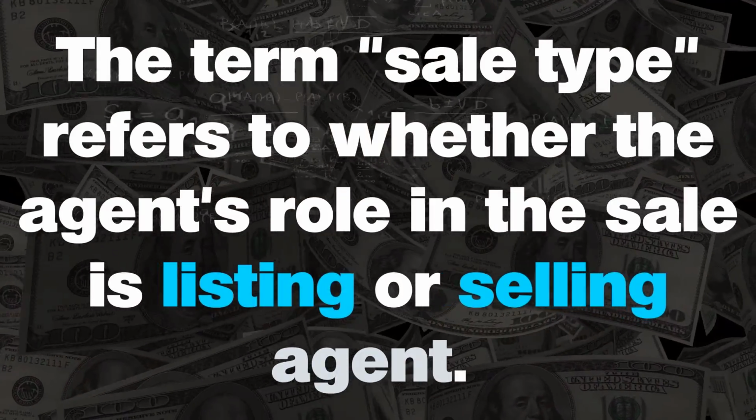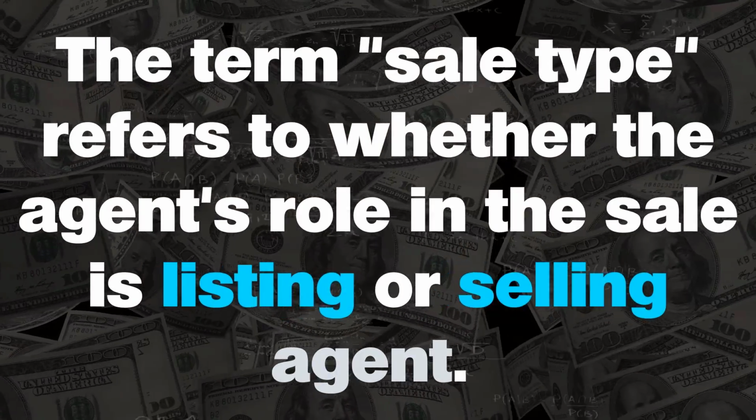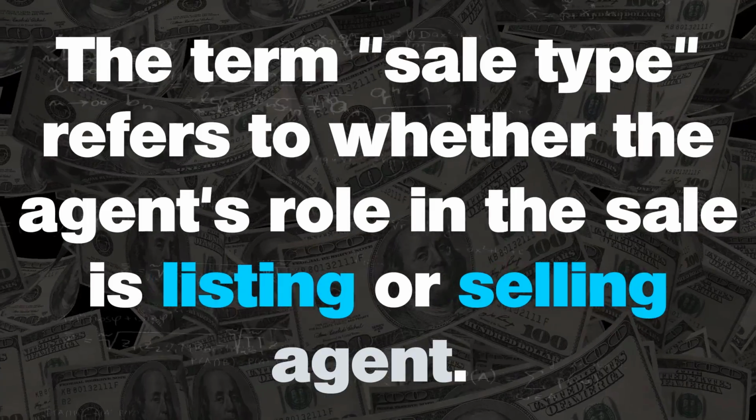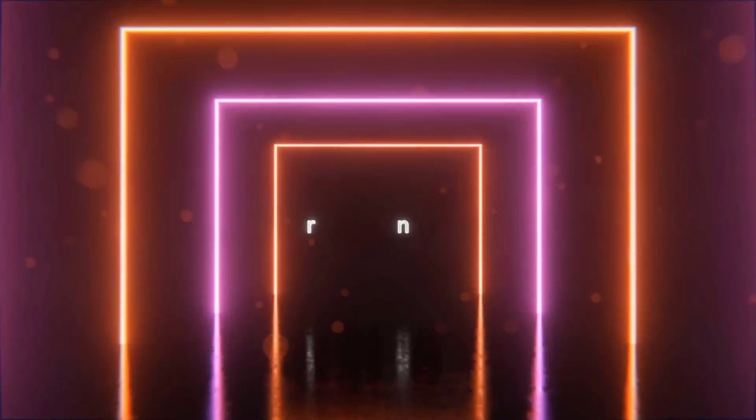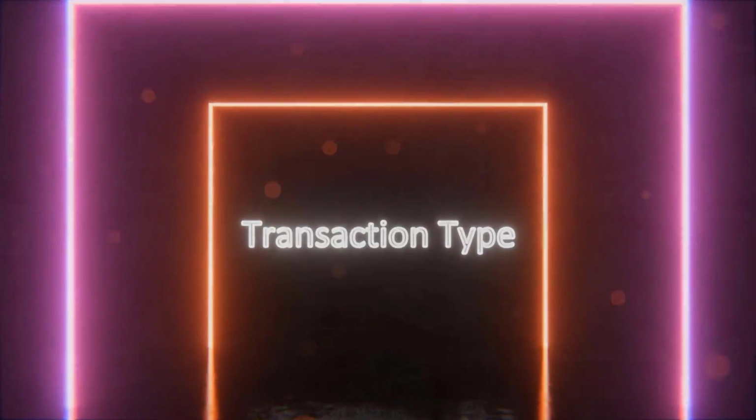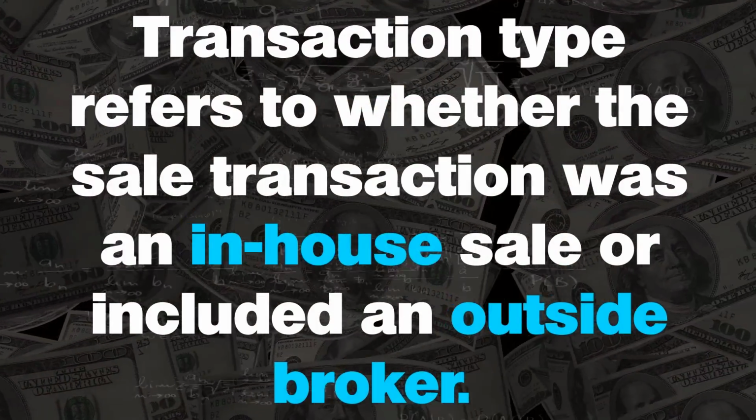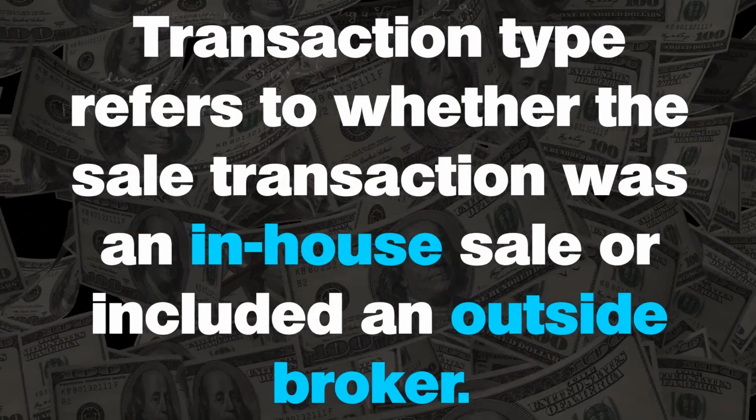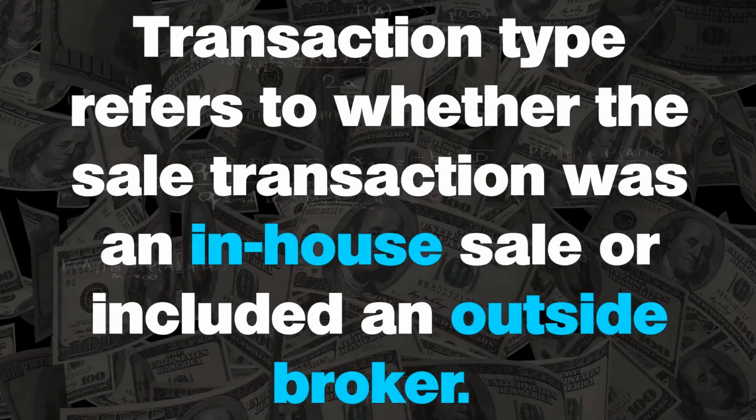The term sale type refers to whether the agent's role in the sale is listing or selling agent. Transaction type refers to whether the sale transaction was an in-house sale or included an outside broker.